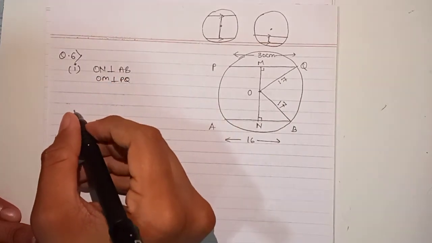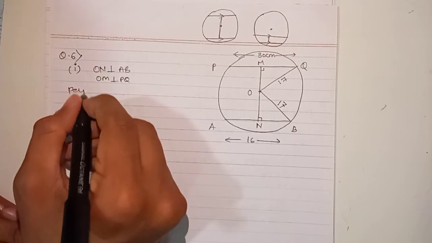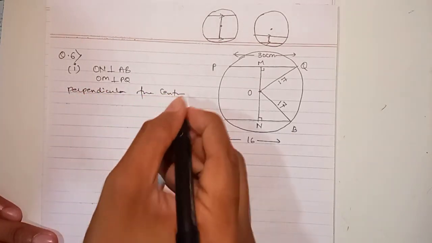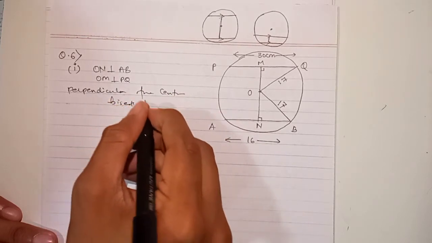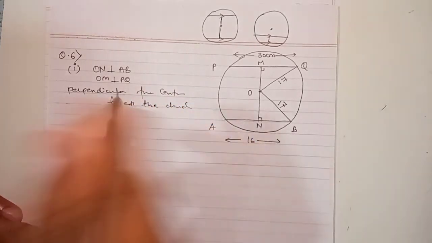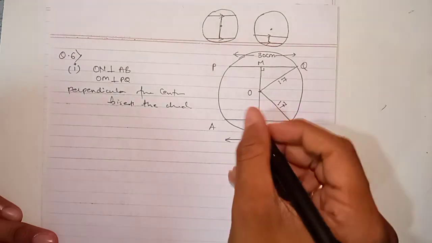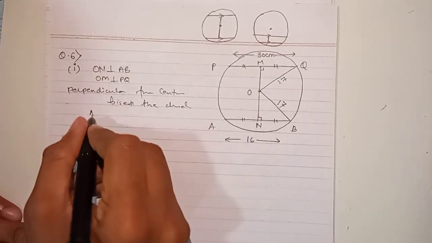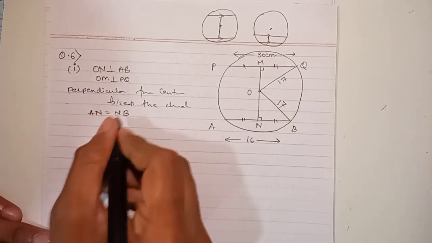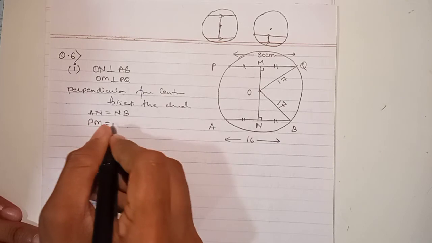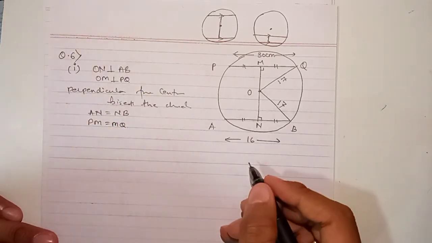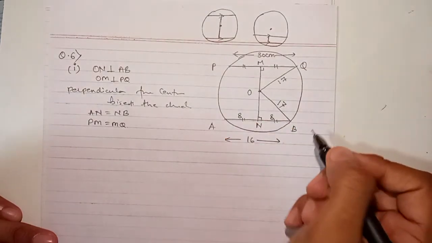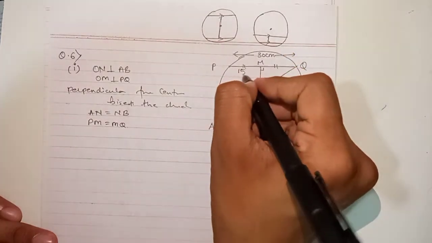If they are perpendicular, that means perpendicular from center bisects the chord. Perpendicular from the center bisects the chord. That means this chord is divided into equal parts. Okay, so I will write here AN equals NB, PM equals MQ. That means if this full chord is 16, it will be 8, 8. And if this full chord is 30, it is 15, 15.